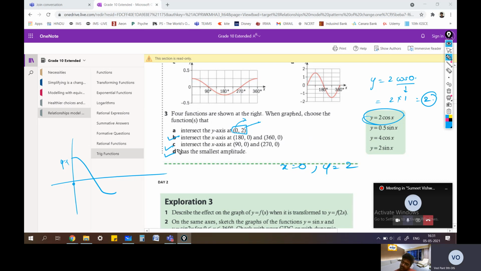So B will have to be a cos function, but it could be either of the two cos functions, 2 cos x or 4 cos x. It'll apply to both. Same for the third one, it'll apply to both half sin x and 2 sin x, as the smallest amplitude is half sin x.